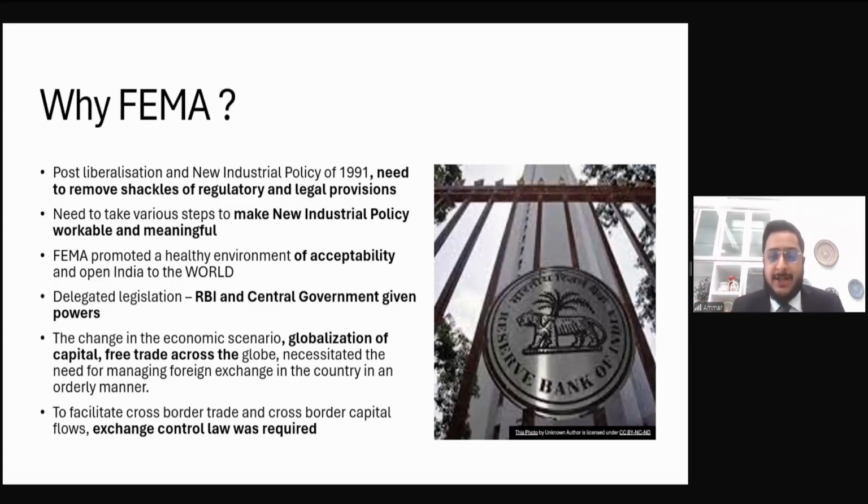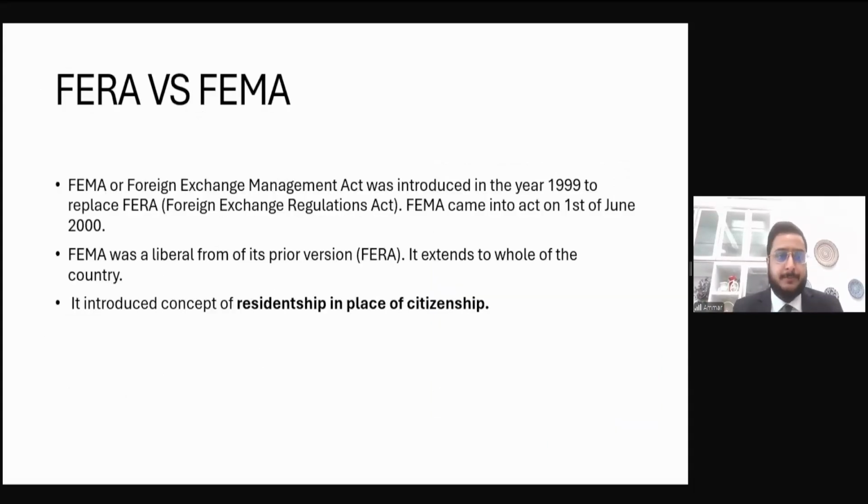It also delegated legislation, as I said. RBI and the central government were given powers. This change in the economic scenario led to the globalization of capital and also led to free trade across the globe. The main aim was to manage foreign exchange currency, and to do this, FEMA was required. So FEMA was introduced in 1999. FEMA was a more liberal form of FERA, and it introduced the concept of residentship in place of citizenship.